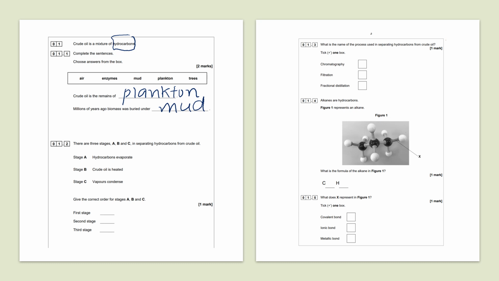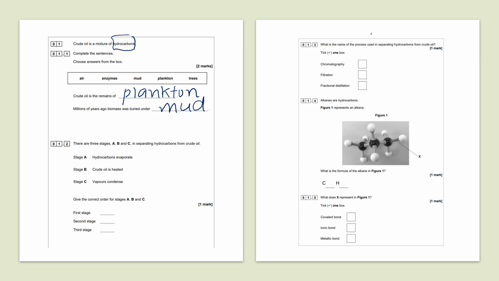Second question, there are 3 stages, A, B, and C, in separating hydrocarbons from crude oil. A, hydrocarbon evaporates. B, crude oil is heated. C, vapors condense. Give the correct order for the stages A, B, and C. Now here you could either write down the letters, stage A, B, or C, or you can write it out in words, so either answer will be correct.